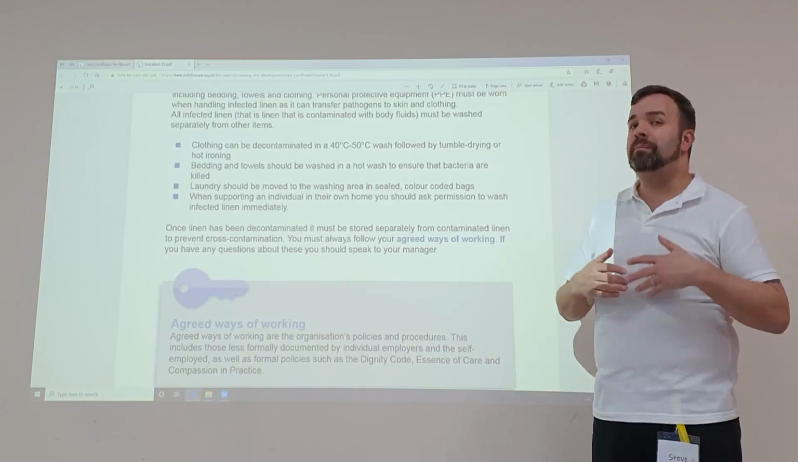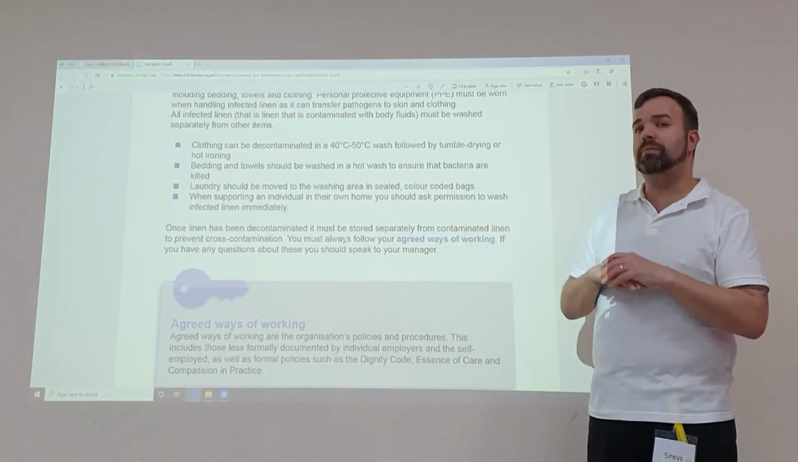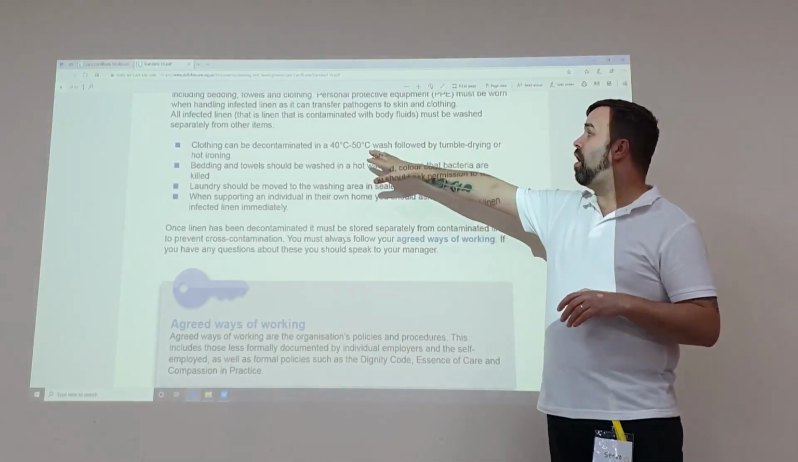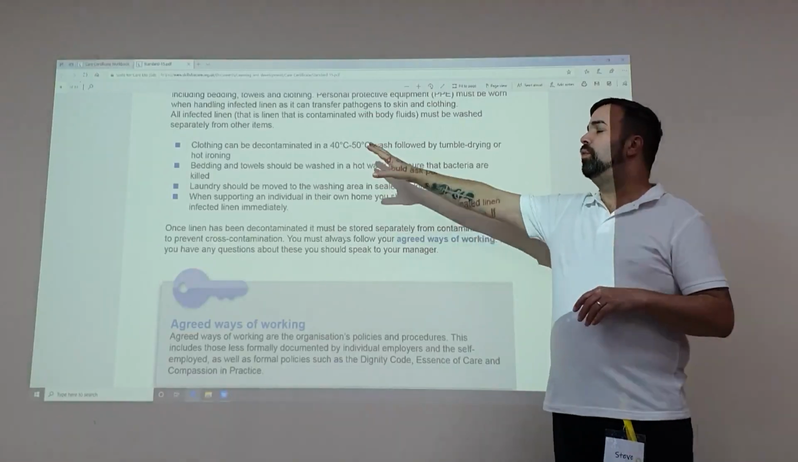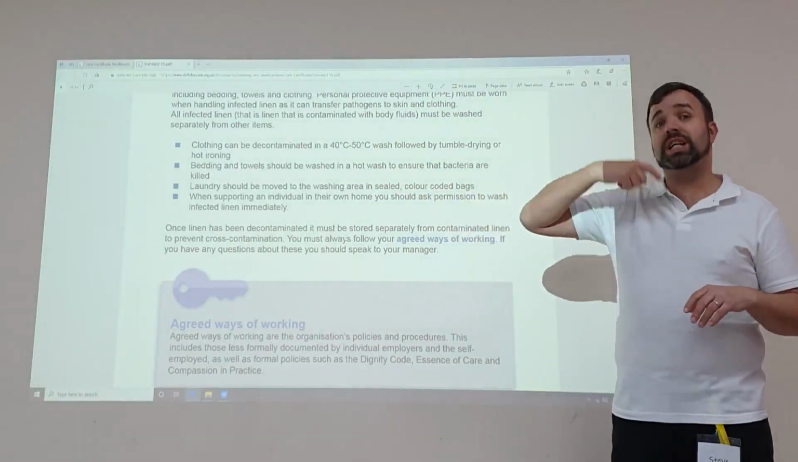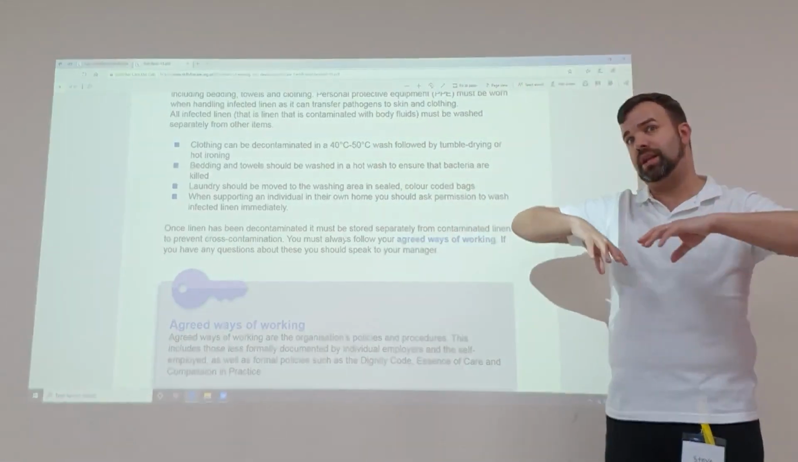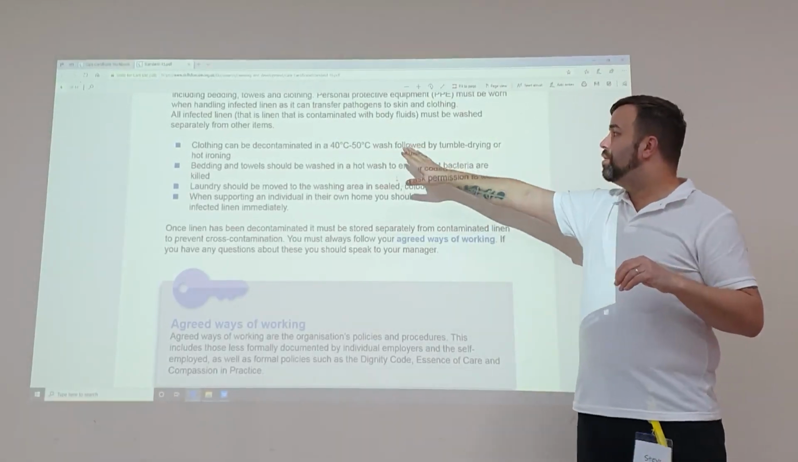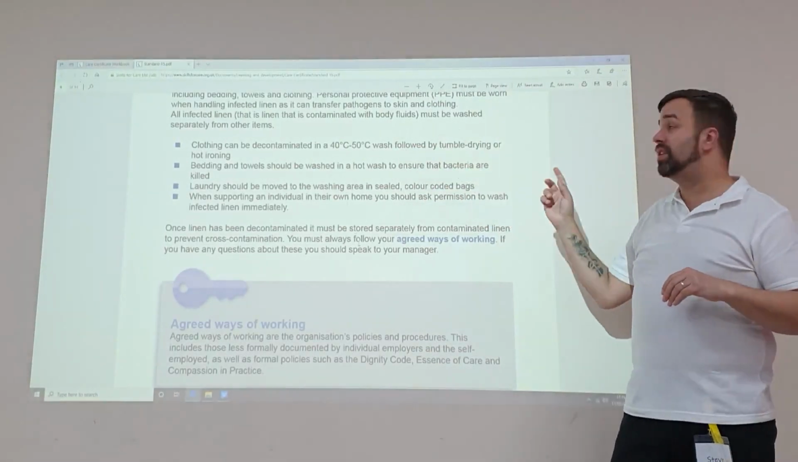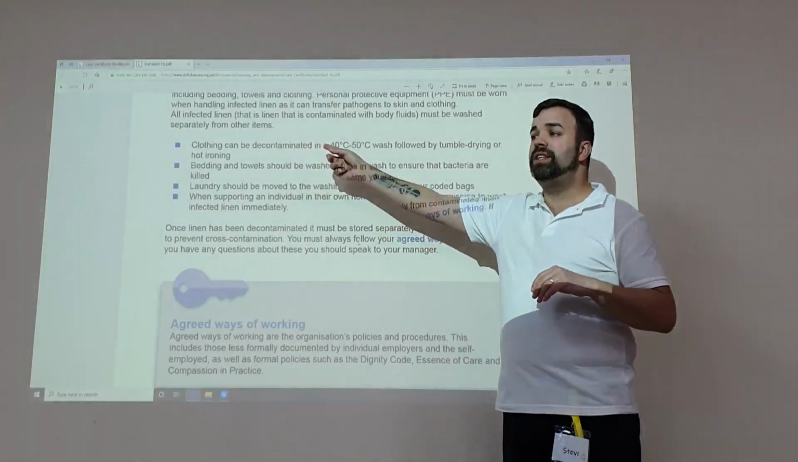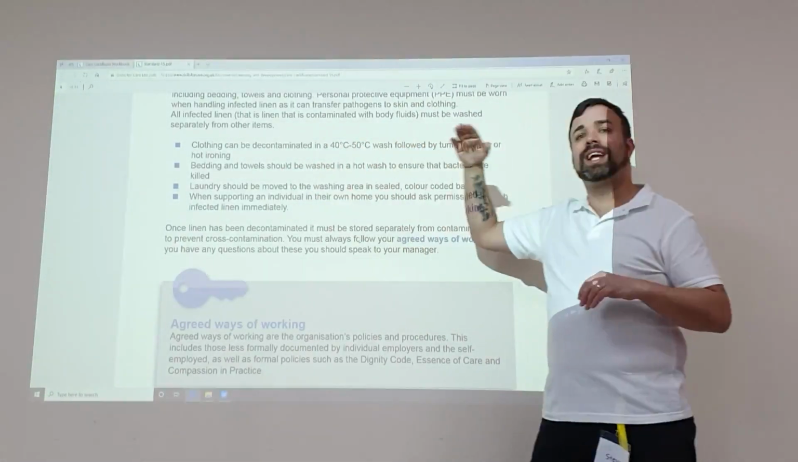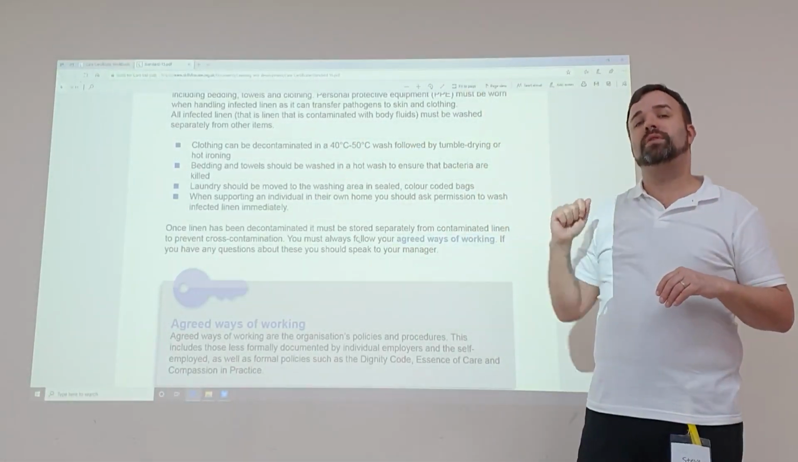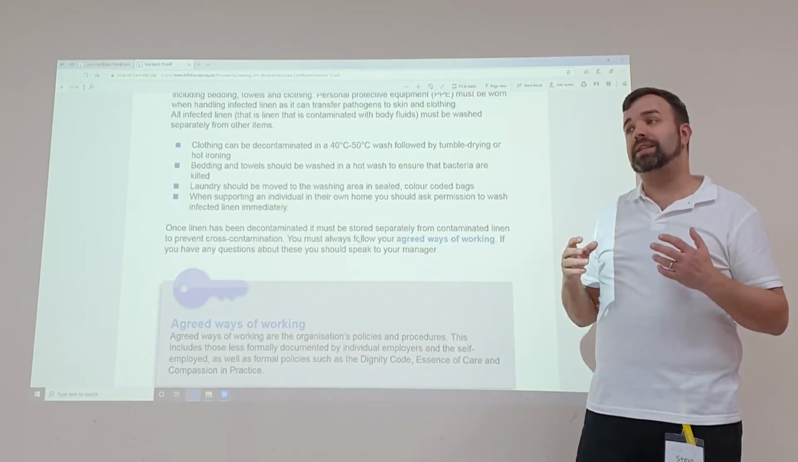We know if we can get it above 65 degrees, we start to kill bacteria more. However, if we are washing at normal temperatures, we need to make sure that we are putting in chemicals to help reduce any bacteria on there. The reason we tumble dry clothes and iron clothes is because only when we start tumble drying and ironing do we get the temperature up to a safe level to kill bacteria.